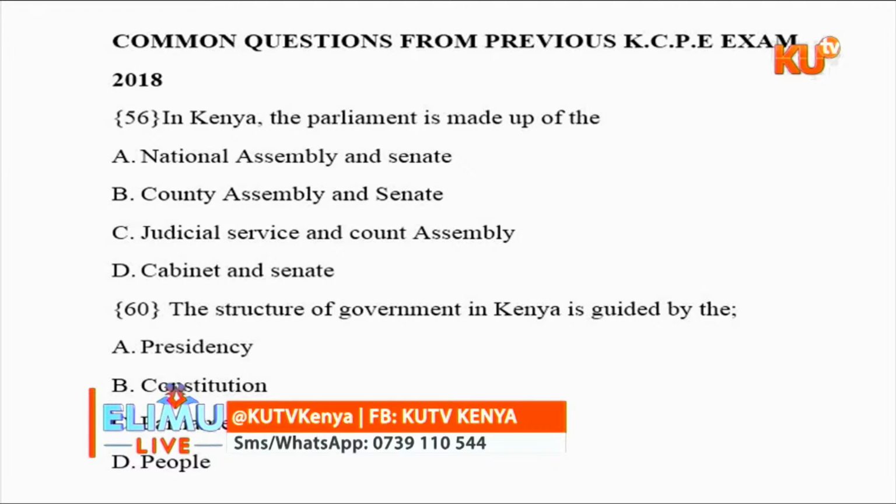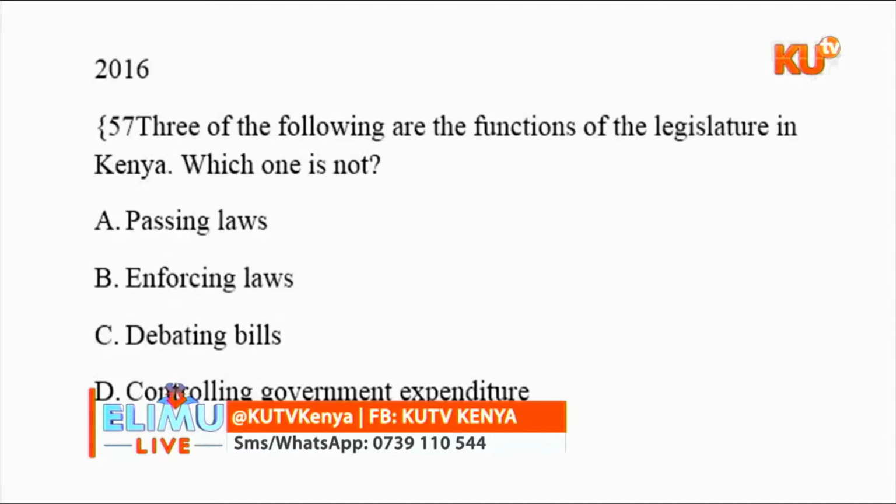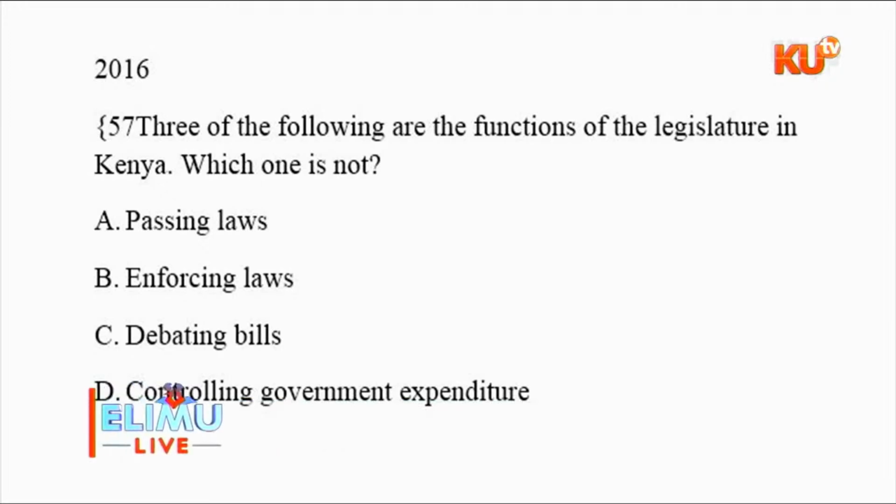Another question, 2018, is number 60. There are very many questions. I just picked a few. Then 2016, number 57, which says which of the following are functions of the legislative arm of government, which one is not? You can see that. That is 2016, number 57.